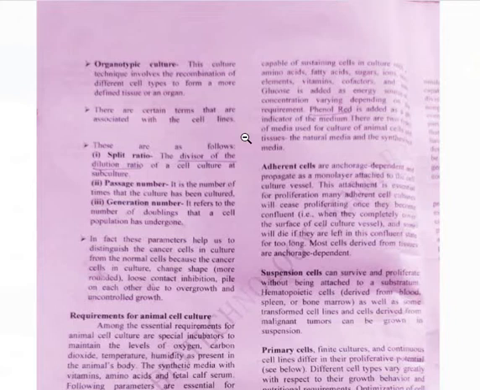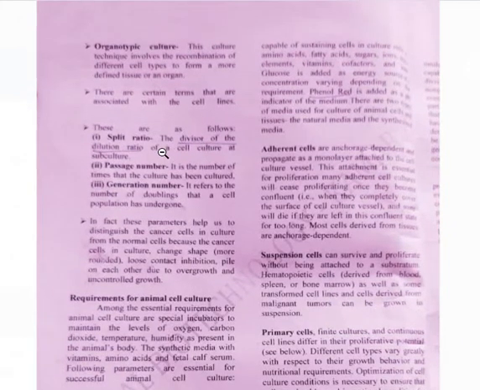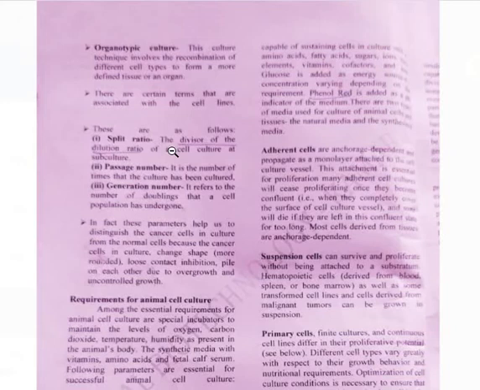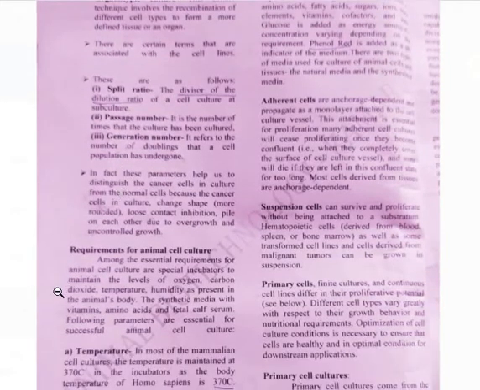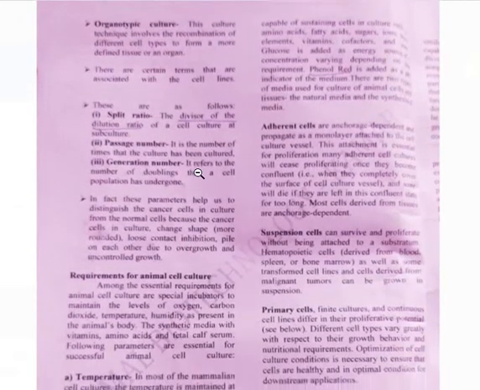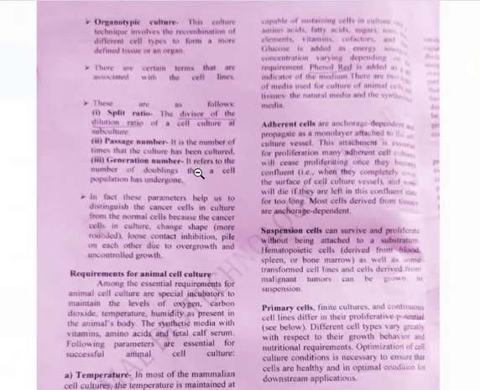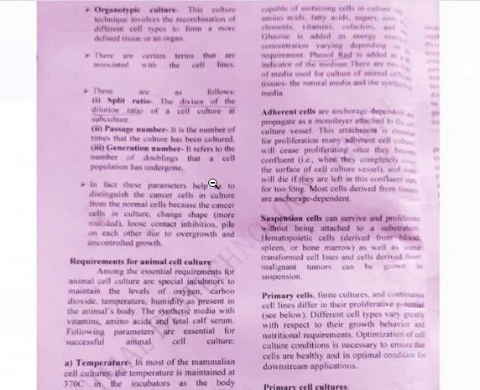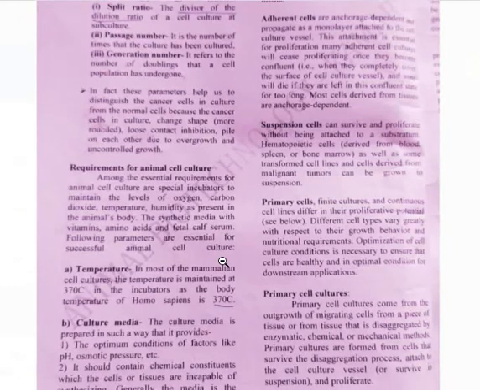So there are some terms you have to see. The first one is split ratio. This is the divisor of the dilution ratio of a cell culture at subculture. Passage number is the number of times that the culture has been cultured, and you should be very careful with the passage number. Then generation number refers to the number of doublings that the cell population has undergone, that is, how many times the particular cell has divided. These are the terms you have to be thorough with when you are studying animal cell culture.